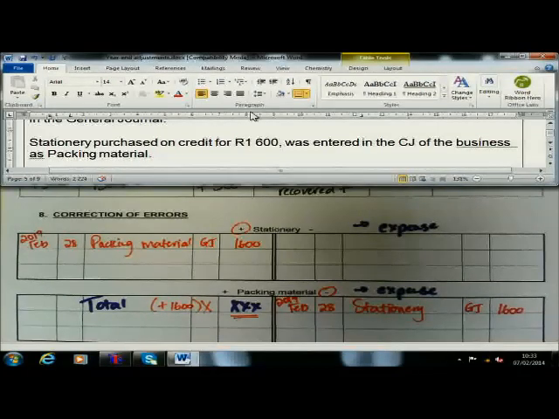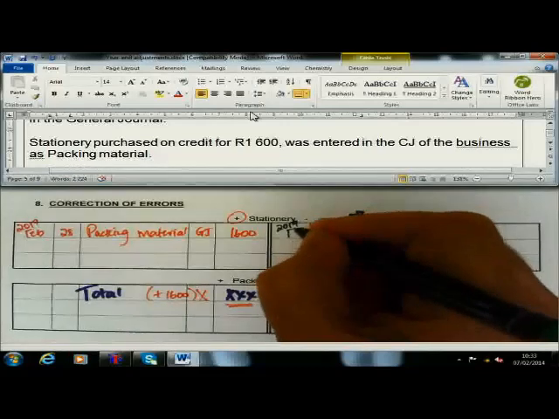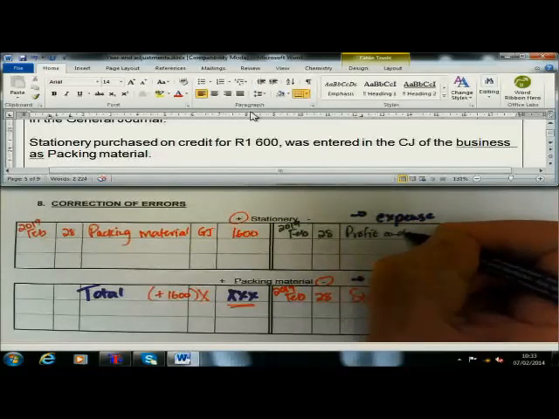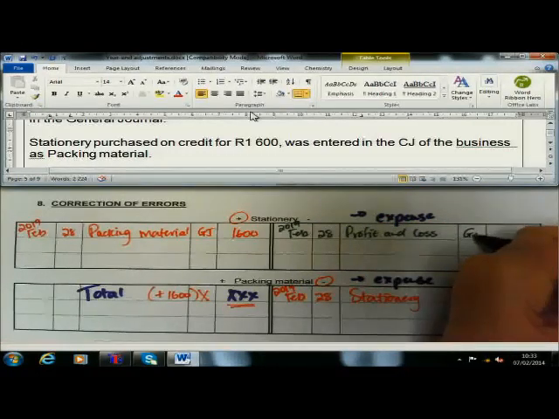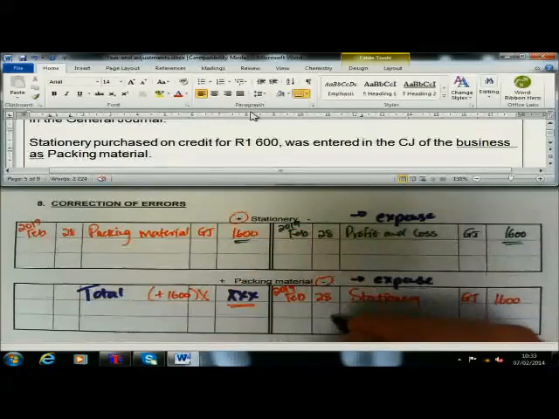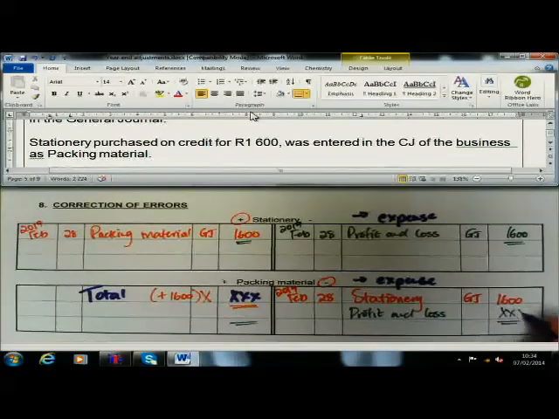Because they entered in the journal as packing material, they posted to the debit side of packing material. That was wrong, so we must take it out of the packing material into the stationery. This one is going to close off to profit and loss. If this was our only stationery, then it's 1,600 Rand. This one is going to close off to profit and loss. R1,600 less than the total.